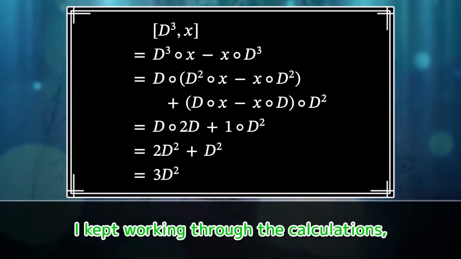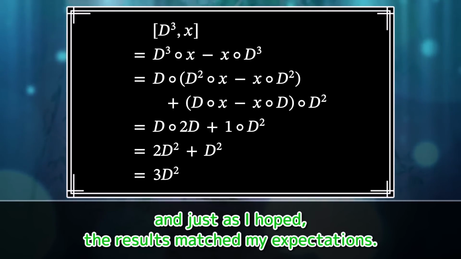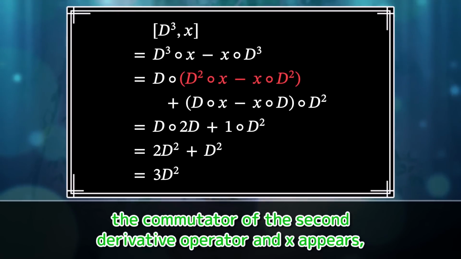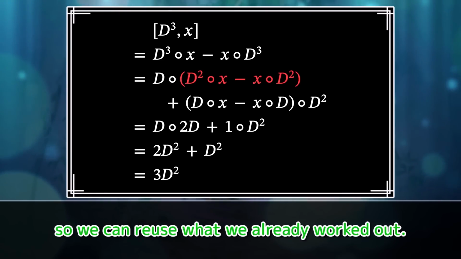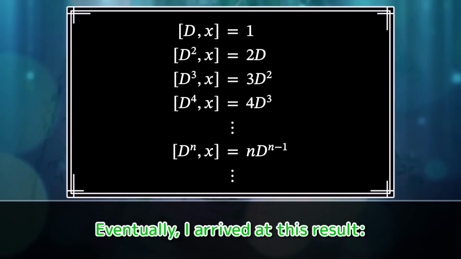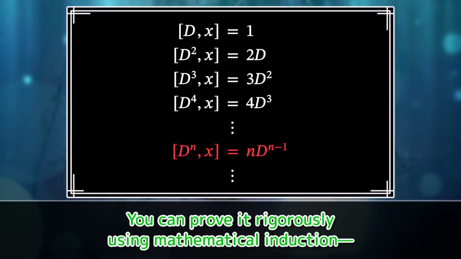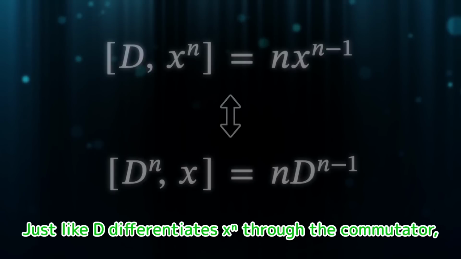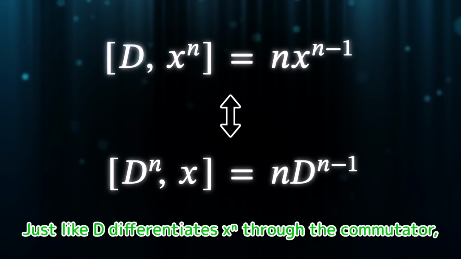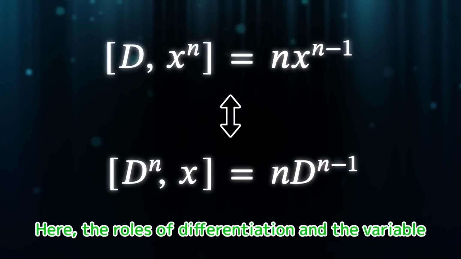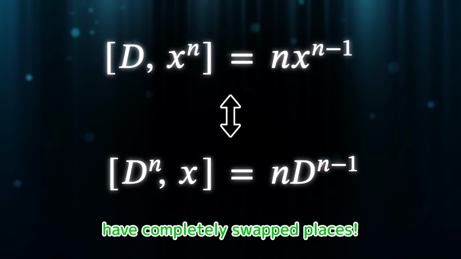I kept working through the calculations, and just as I hoped, the results matched my expectations. When calculating the commutator of the third derivative operator and x, the commutator of the second derivative operator and x appears, so we can reuse what we already worked out. Eventually, I arrived at this result. Taking the commutator of d to the n and x is equivalent to differentiating d to the n. You can prove it rigorously using mathematical induction, but let's set that aside for now. Just like d differentiates x to the n through the commutator, x differentiates d to the n through the commutator as well. Here, the roles of differentiation and the variable have completely swapped places.